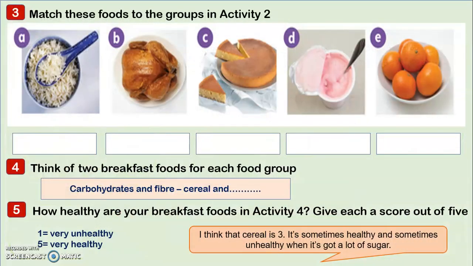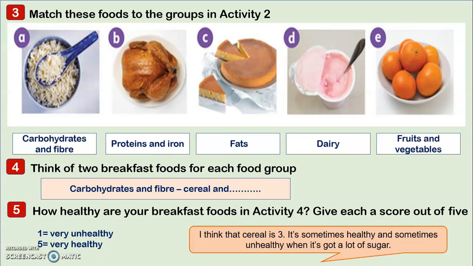Okay, you're going to tell me now, look at these pictures. So you are going to tell me what group they belong to, okay? Let's start now. For example, letter A. Tell me, please. That's right. Carbohydrates and fiber. Very good. What about letter B? Very good. Proteins and iron. That's right. And C? Yes, fat. That's great. And D? That's right. Dairy. And what about E? Very good. Fruits and vegetables. Okay, so here we have the five main groups.